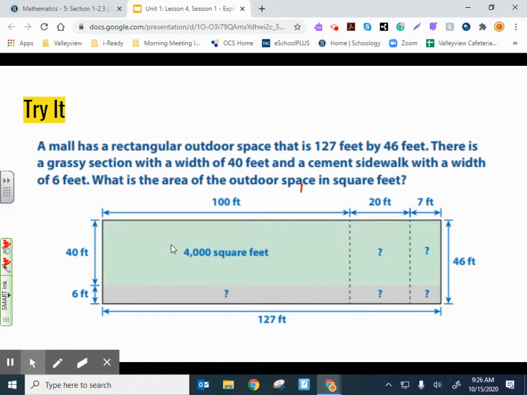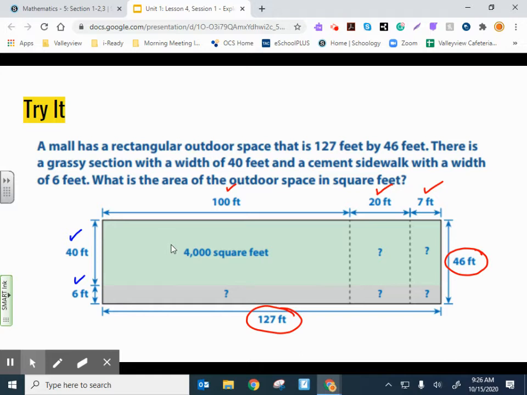So here's our 127 feet, and here's our 46 feet. You'll notice here that they break it down into 100, 20, and 7. And then over here, the 46 is broken down into 40 and 6. So keep that in mind. It wants to know what's the area of the outdoor space in square feet.